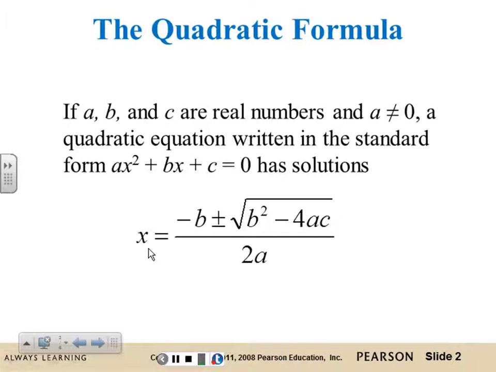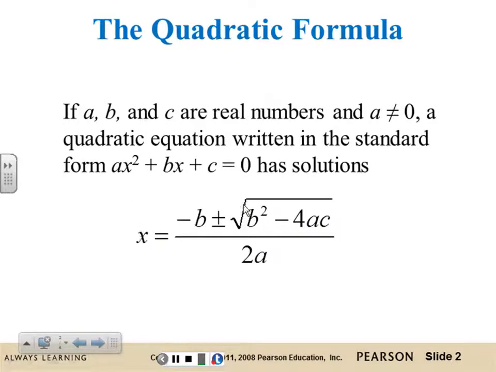Now, I will tell you that if you have a quadratic equation and the quadratic is in standard form, no fractions, everything set equal to 0, then you can use the quadratic formula. Your coefficient of your x squared term is a, your coefficient of your linear term is b, and then your constant, of course, is c. And if any of these are missing, you can replace it with a 0.